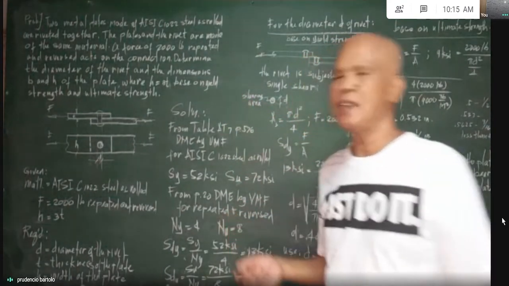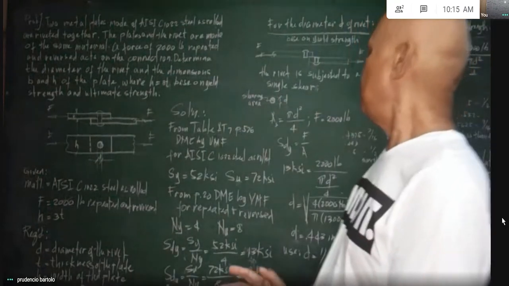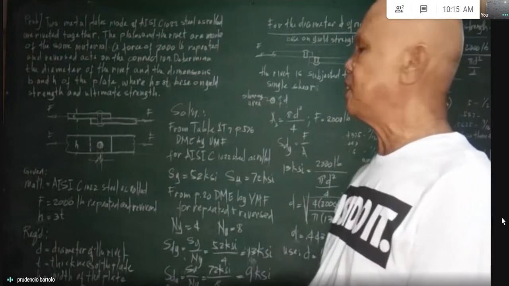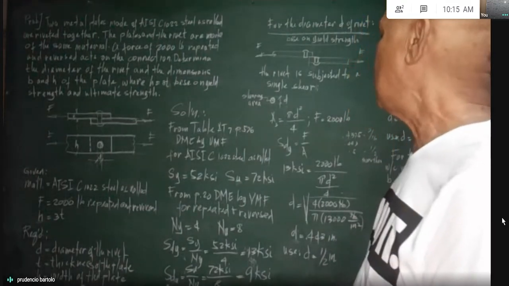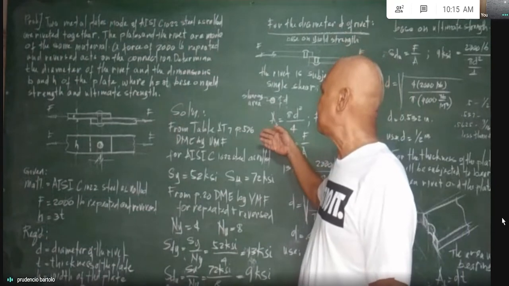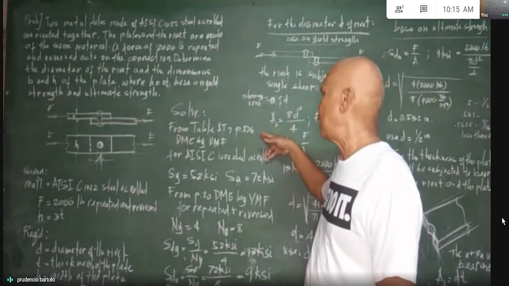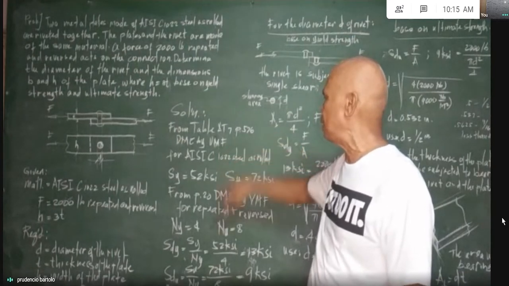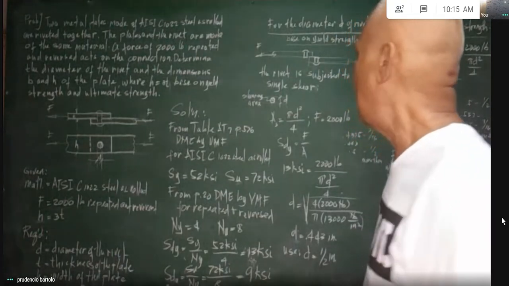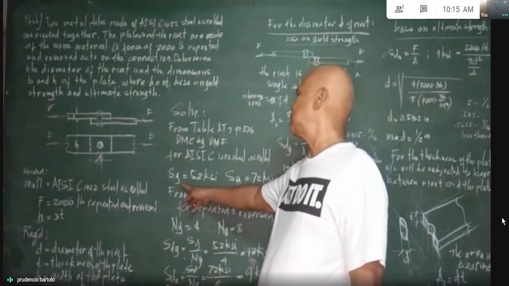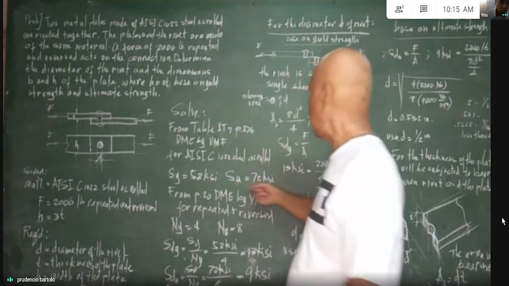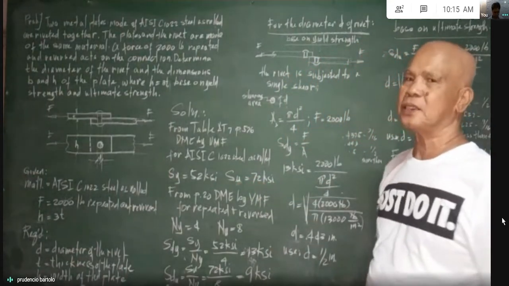The solution, of course, will start by taking the property of the material. That is because our basis of design is based on yield strength and ultimate strength. So we take them from table 87, page 576, design of machine elements by Virgil Moring Faires for AISI C1022 steel, as rolled. The yield stress is 52 KSI and the ultimate stress is 72 KSI.